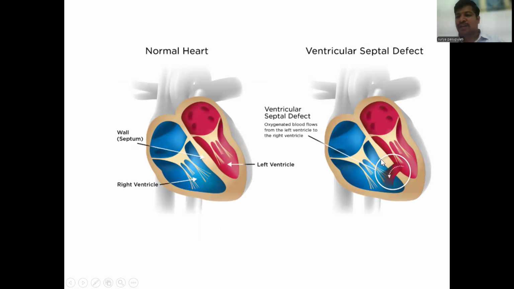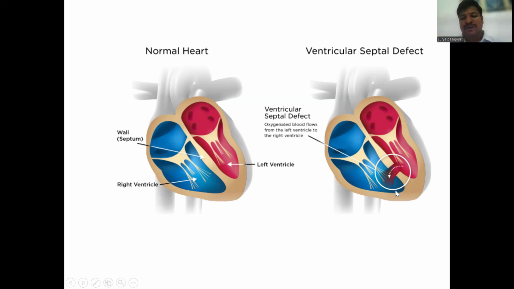Next, we'll see ventricular septal defect. Ventricular septal defect is an abnormal opening between the two ventricles, right ventricle and left ventricle. This ventricular septal defect may range from a small size to the complete absence of the septum. It may be like a pinhole, or it may be complete absence of the septum. As we know, the right side of the heart has less pressure compared to the left side of the heart. During ventricular contraction, the blood from the left ventricle is shifted into the right ventricle.